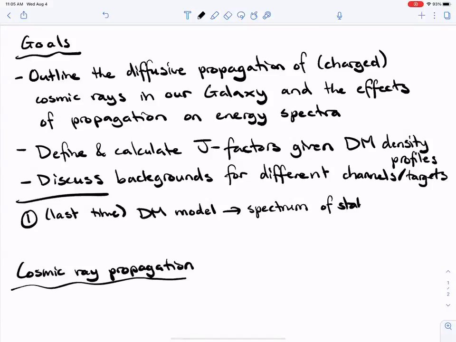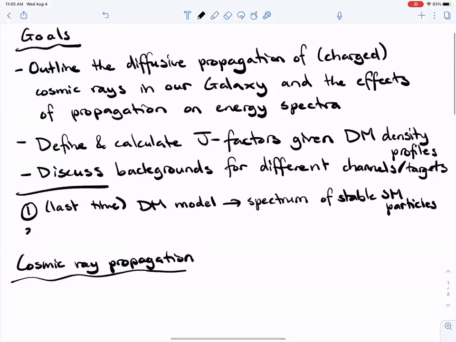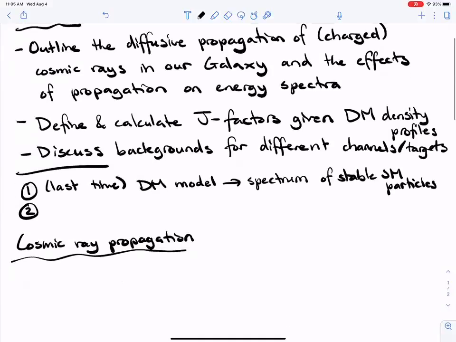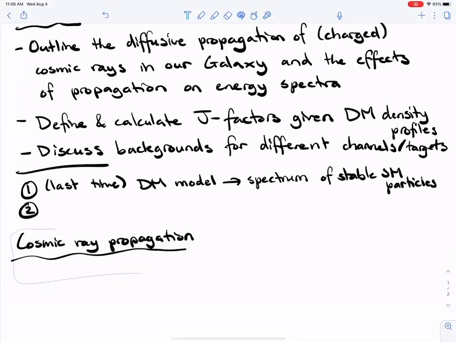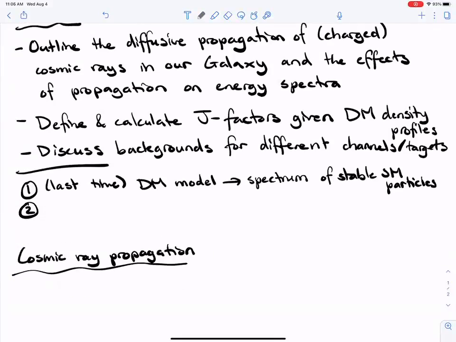And we talked a bit about what those different stable standard model particles could be, and how different standard model initial final states from the annihilation or decay would give you different spectra of stable standard model particles. So step two then is, once you have that spectrum, how does that translate into the signal that you actually see in your detector? And then step three is, how do you tell that signal apart from backgrounds? So we're going to focus mostly on step two today, somewhat on step three.